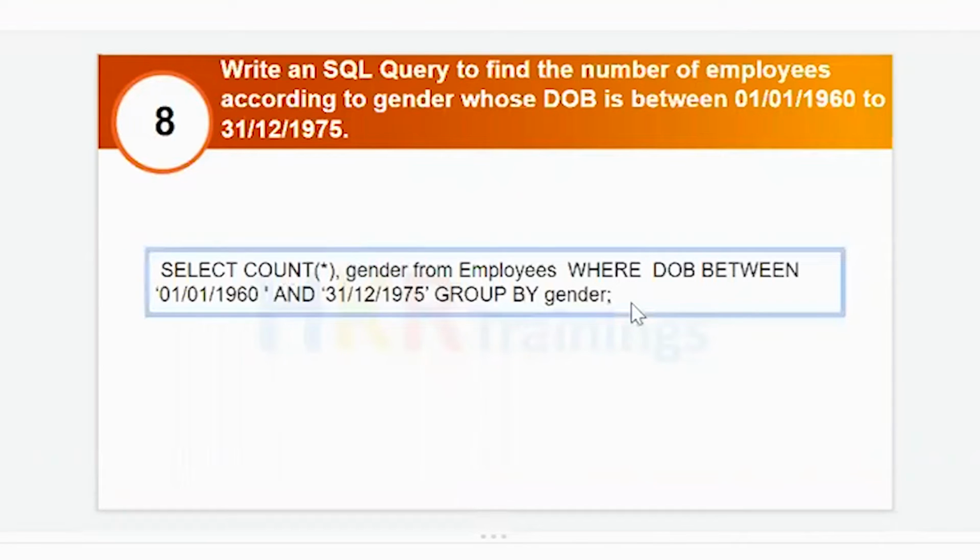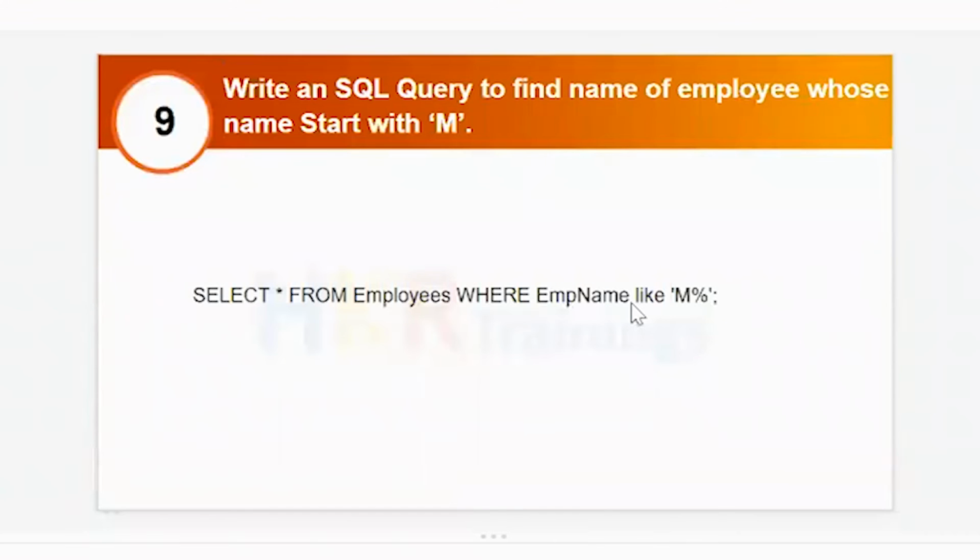So pretty simple, right? Date of birth is between this, and then we are grouping it by gender like we did in our previous question, to understand the number of records, the number of employees we have for each gender where the employee's date of birth lies between 1960 till 1975, the given date. Okay. Another question now.